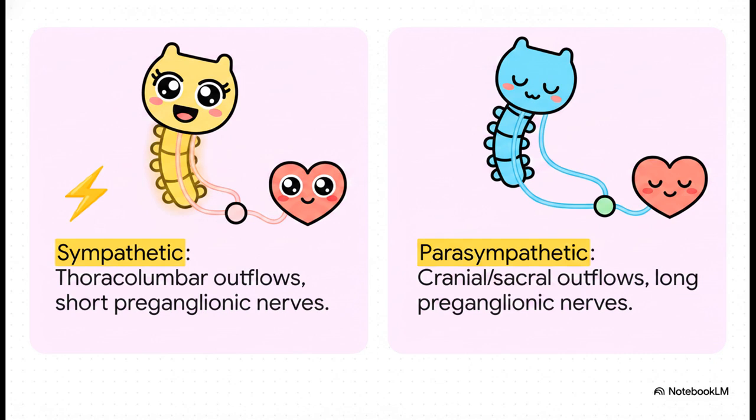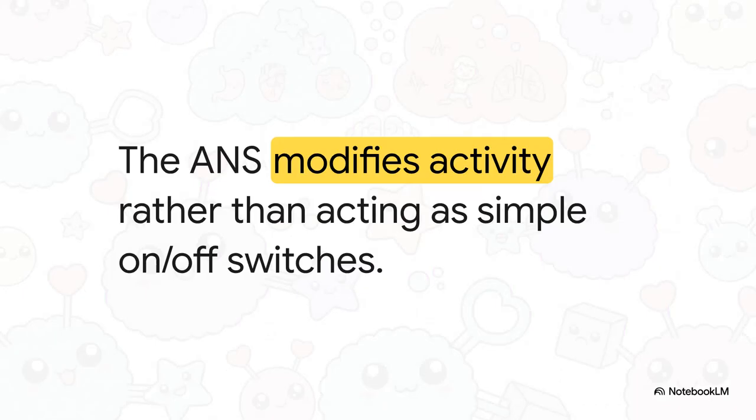But in stark contrast, the parasympathetic division, your rest and digest mode, anchors at the very top and bottom, the cranial and sacral regions. It uses super long starter nerves and then really short postganglionic nerves right next to the target organs. But here's the catch. They aren't just flipping simple on and off switches. The autonomic nervous system is all about modifying intrinsic activity. Think of this dual control kind of like driving a car.